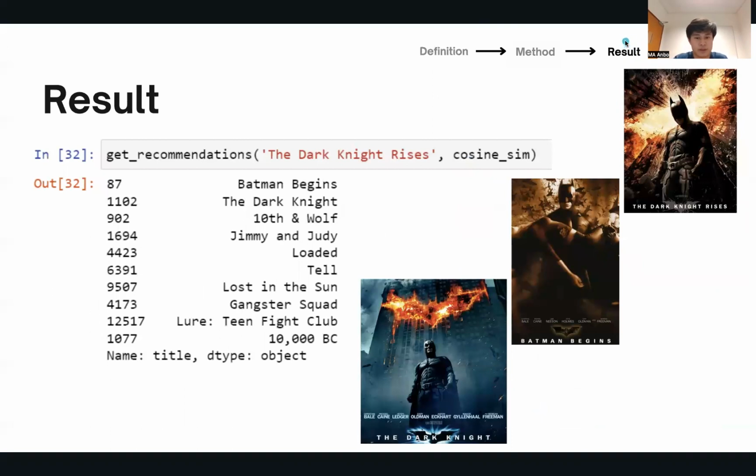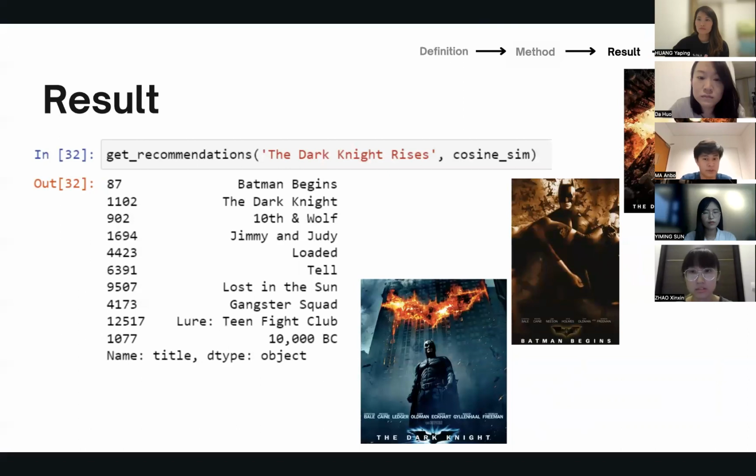On the screen, it shows one of our results generated in the above example. When typing in a movie, let's say The Dark Knight Rises, one of the Batman series released in 2012, the top two movies are also Batman series, which is interesting. The following ones are either crime or superhero themed movies. So let's move on to the next slide.